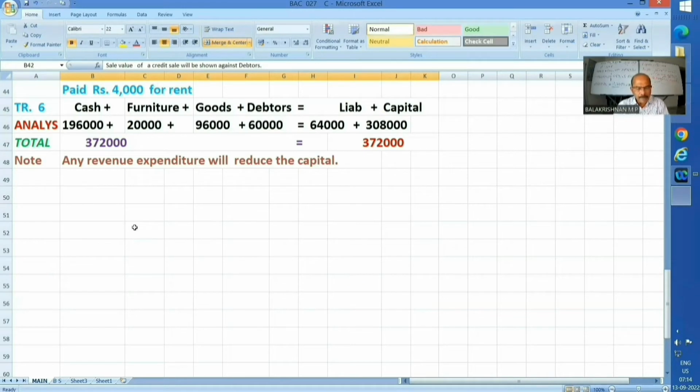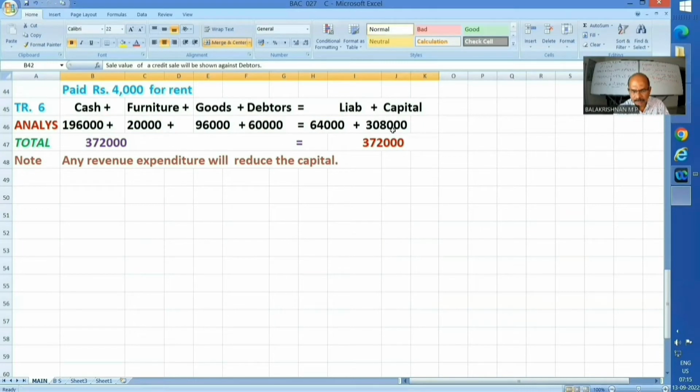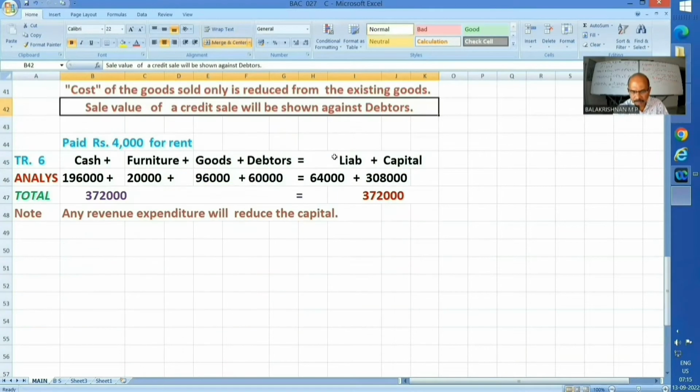Paid rupees 4,000 for rent. I already explained to you that any revenue expenditure will reduce the capital. So the capital has come down from previous 3,12,000 to 3,08,000. Liabilities, external liabilities intact, 64,000 itself. So total liability side is 3,72,000. And our total asset side is also 3,72,000 only.